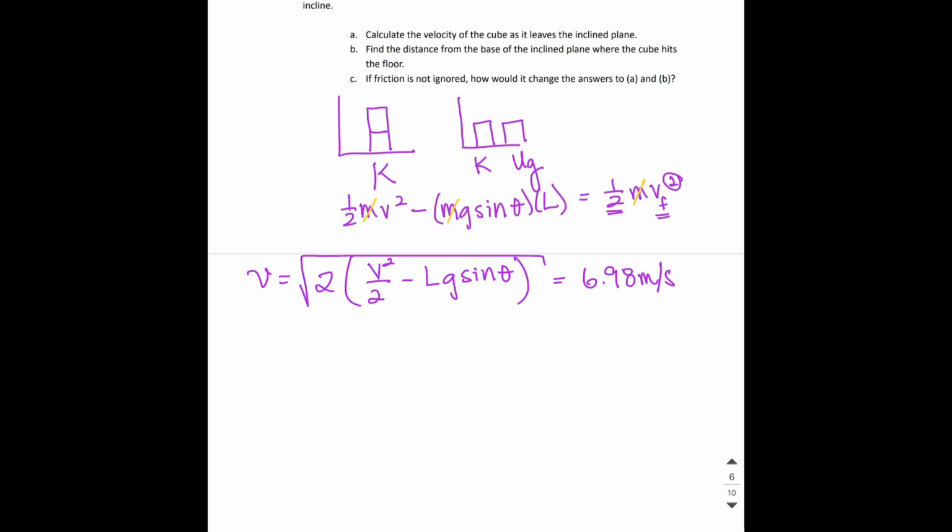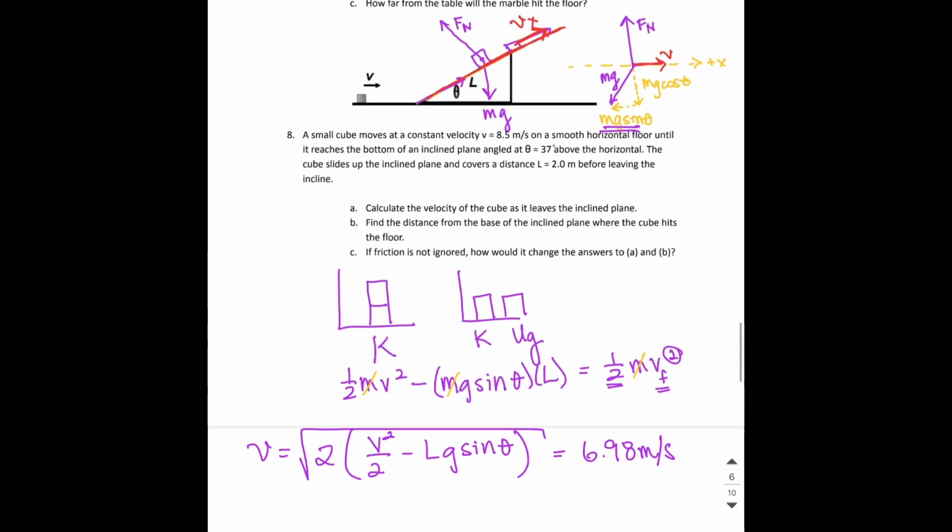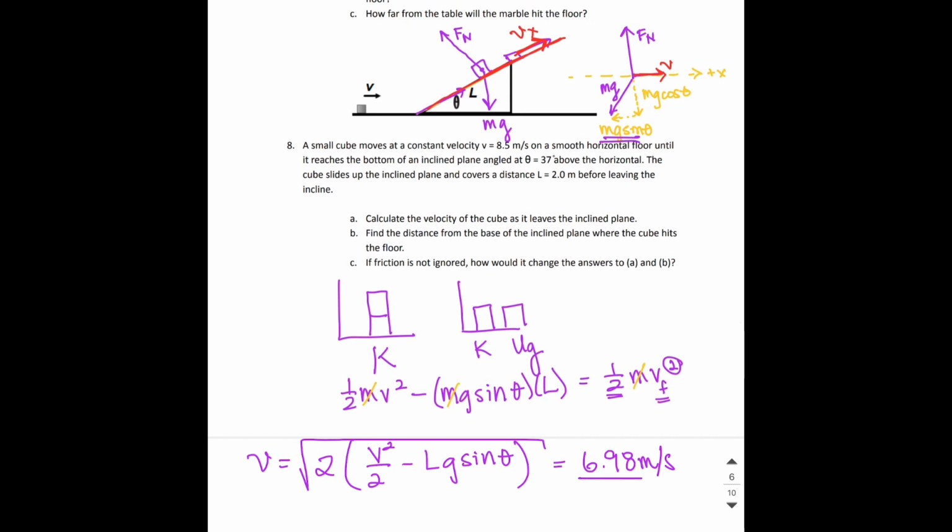Okay, so the next part of this problem, part B, is to find the distance from the base of the inclined plane where the cube hits the floor. So what we have is a velocity of 6.98 being launched at an angle. So I'm just going to draw it here, 6.98, because I'm going to want to break that down into its components. And the angle here is still going to be 37 degrees. So it's going to be 6.98 sine of theta and 6.98 cosine of theta for my y and x component of velocity.